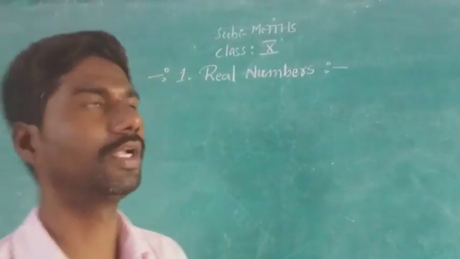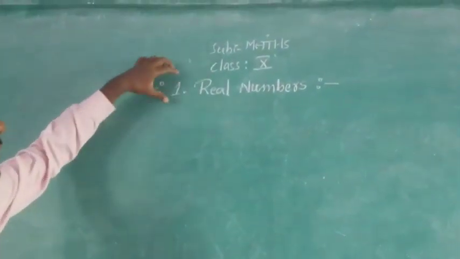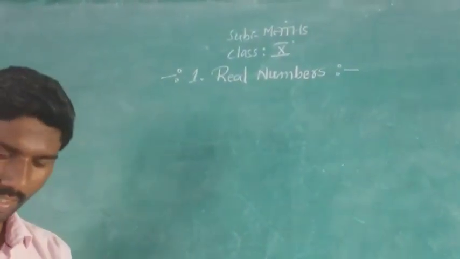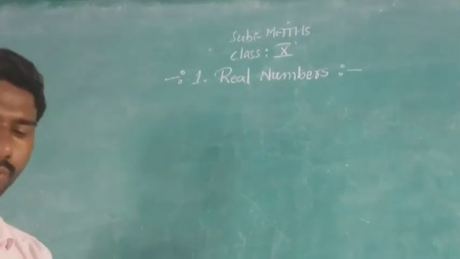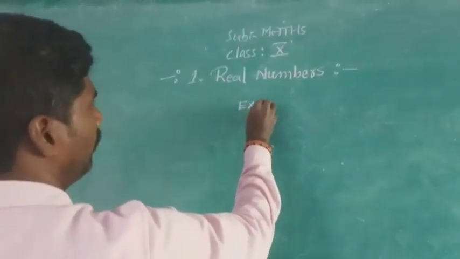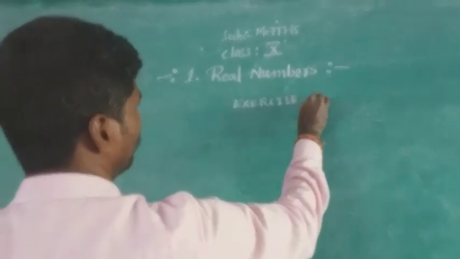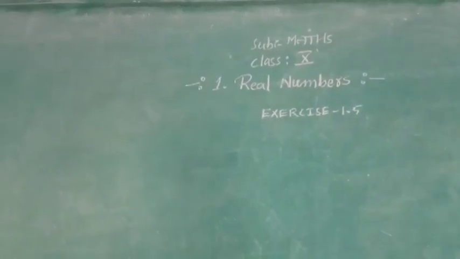I am going to teach you right now subject Maths, class 10th, first chapter real numbers. In that we completed exercise 1.5 first bit, second bit. Now I am going to explain you third bit. What is the third bit?